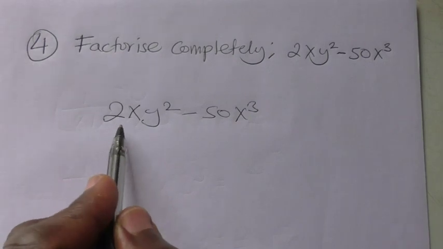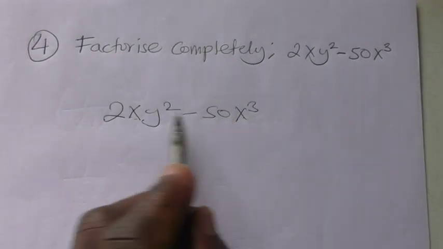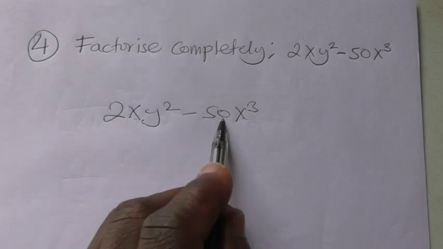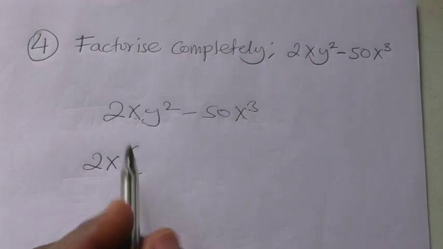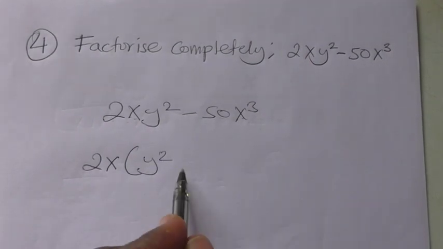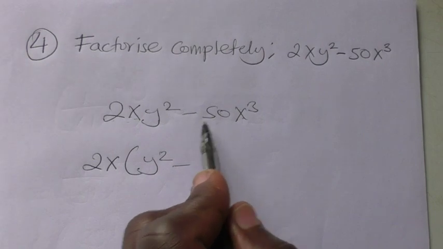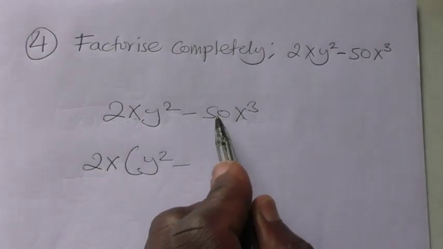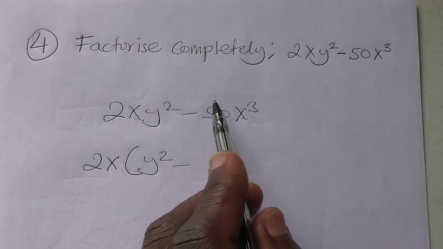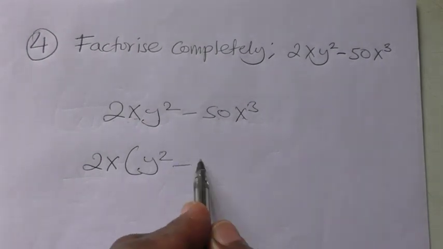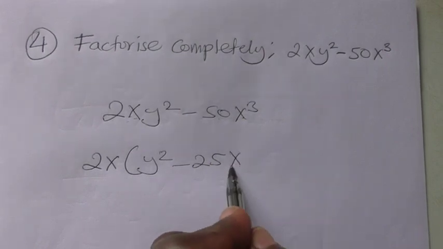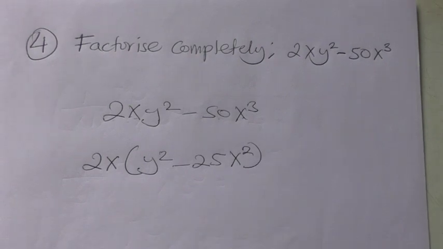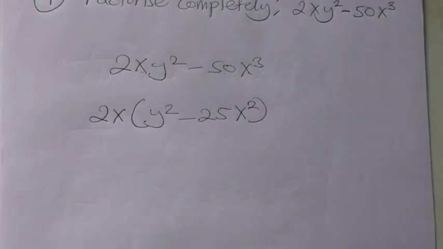So the common factors are, we have x appearing in both terms. There is also a 2, so meaning our common factor is 2x. Then here we remain with the y squared. Since I've taken away the 2, I'll remain with 25, because you know that 2 times 25 is what gives us 50. So I'll remain with 25. And since I took 1x, I'll remain with the x squared. So that is how we get the common factor outside the bracket.